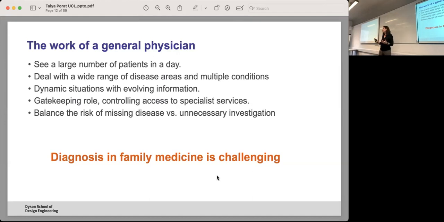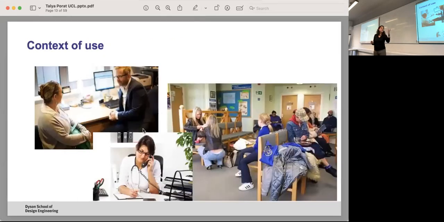And in the UK, they have a gatekeeping role. So we know that they control access to specialists. The main challenge is actually balancing the risk of missing a disease versus an unnecessary investigation, right? We don't want to send everyone for a blood test all the time just to prevent errors. So it is quite challenging, and we know there are a lot of queues. They have phone calls, people coming in, and they also need to give attention to the patient, and they have only 10 minutes to do that in a consultation.